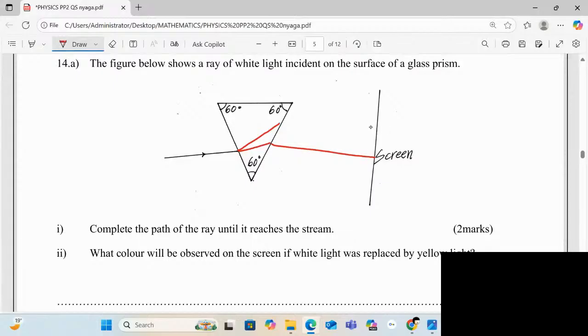My drawing may not be that accurate because of the nature of where it is drawn. So this ray is refracted like this, and then it is split into the 7 colors, having the red at the top and violet at the bottom in that manner. So all the colors are arranged from the bottom in this manner.